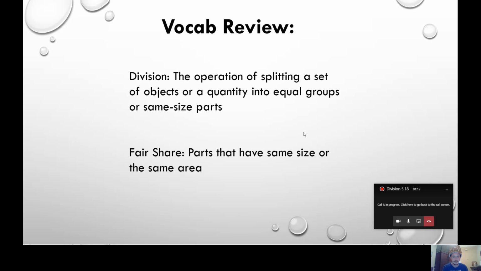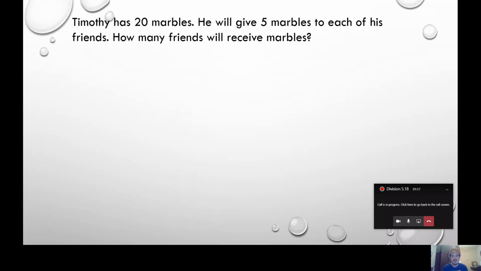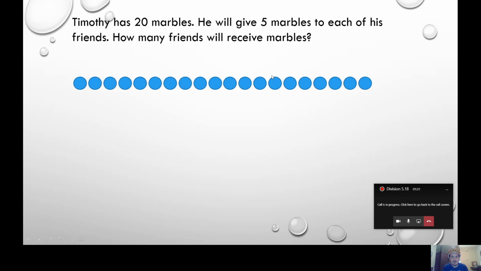All right, let's get into it. Here's your problem for today. Timothy has 20 marbles. He will give 5 marbles to each of his friends. How many friends will receive marbles? So I'm going to start again by drawing my model. How many marbles does he have at the beginning? He has 20, right? So I'm going to draw 20 marbles. Let's count to make sure. 1, 2, 3, up to 20. So I have 20 marbles that I drew.